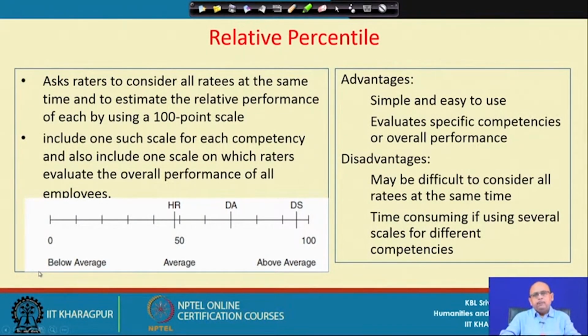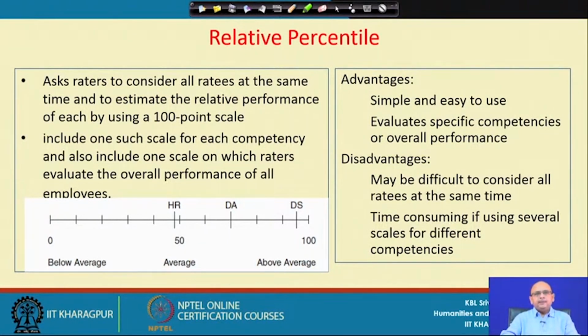Then another method is relative percentile. Relative percentile is where you ask evaluators to consider all ratees at the same time and to estimate the relative performance of each using a 100-point scale. Say there are 3 people, Hare Ram, Dayavati and Damodar Suhar. Now you are going to use a scale from 0 to 100 and put them into 3 categories. So you have put HR as average, DA between average and above average, and DS as above average.